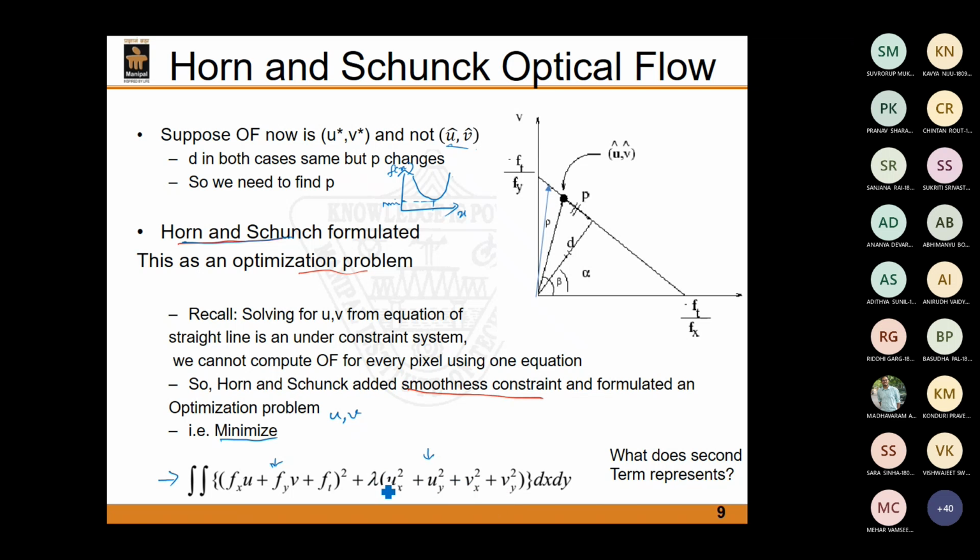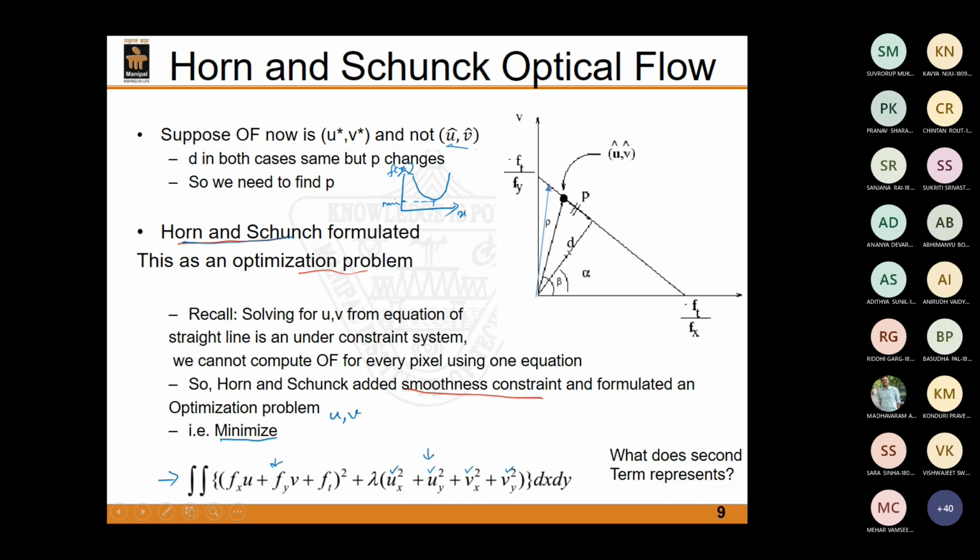Now here, each of these terms: ux is the gradient of the optical flow vector u along the x direction, and uy would be the gradient of u along the y direction. Then you have the optical flow vector components vx and vy. So you're taking the gradient along the x direction and y direction for the optical flow vectors. When you introduce a smoothness constraint, you are just finding the gradient of these optical flow vectors along the x direction as well as the y direction.